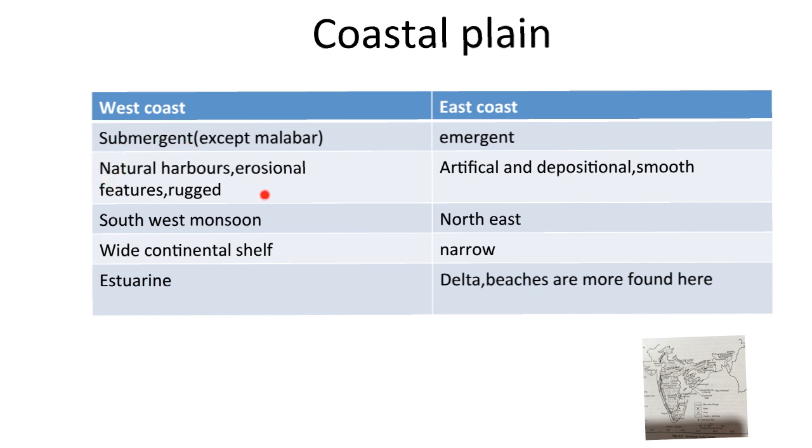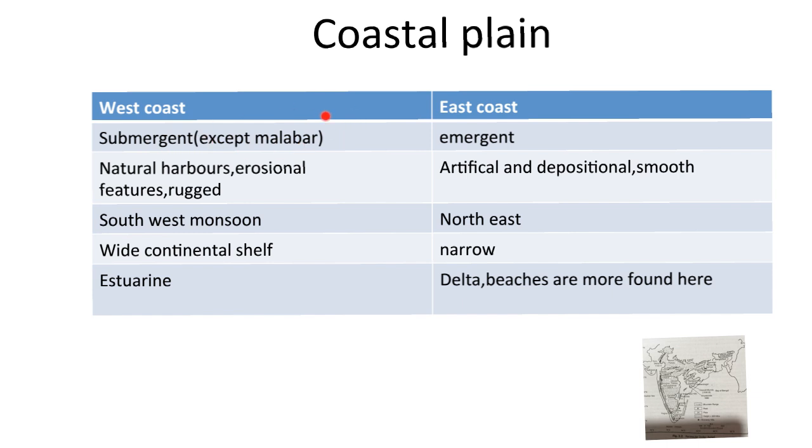So these features have a more rugged topography, because coastal waves are continuously acting on this submerged region. While the eastern part is smooth, because it is an emergent part, it is not available for erosion activity, and it also has a gentle slope. Here you find depositional zones like beaches. In the western parts you don't find many beaches. Where you find beaches, it is in the Malabar region, where you have an emergent kind of region. This is an exception.